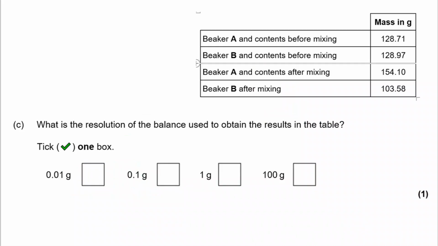We move on to part C, and I've brought the table forward again so we can have a look very, very carefully, because we want to know what resolution the balance had. And we can see that in every single case here, the mass that we measured had 2 decimal places. Now that means that the balance must go to at least 2 decimal places. And that means that the answer is to 0.01. That is the smallest value that could have been measured based on what we can see in that table.